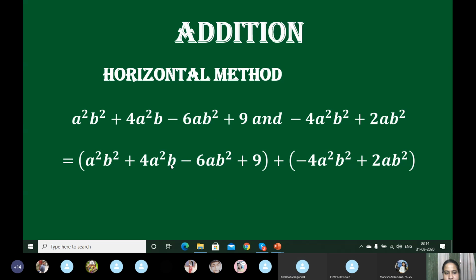Similarly, see, 4a square b cannot be made a pair with anyone, so we will write it as it is. Again, if you see, minus 6ab square and plus 2ab square can be made a pair, and 9 is again left alone. 9 is left alone, right?